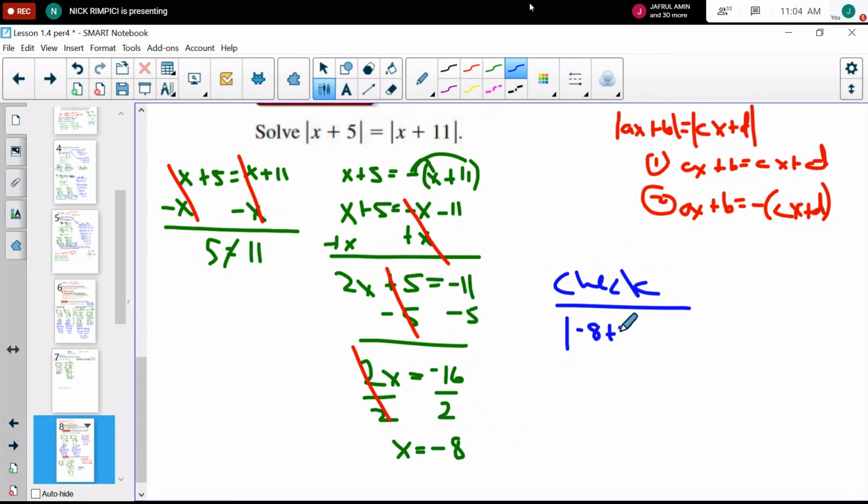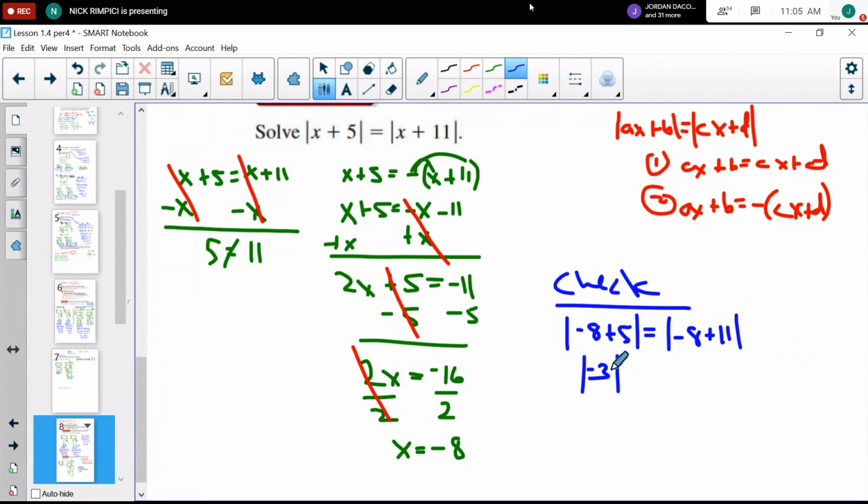Plus 5. So negative 8 goes in there, plus 5. And then negative 8 plus 11. Okay, let's see if it works out. Negative 8 plus 5, or 5 minus 8, well, that's negative 3.